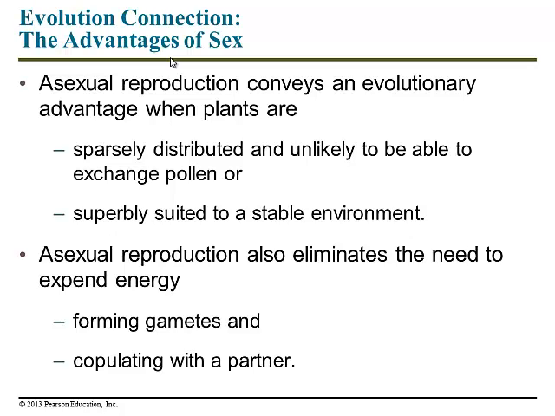All right, so asexual reproduction conveys an evolutionary advantage when plants are sparsely distributed, unlikely to be able to exchange pollen, but asexual reproduction is going to help to do what?